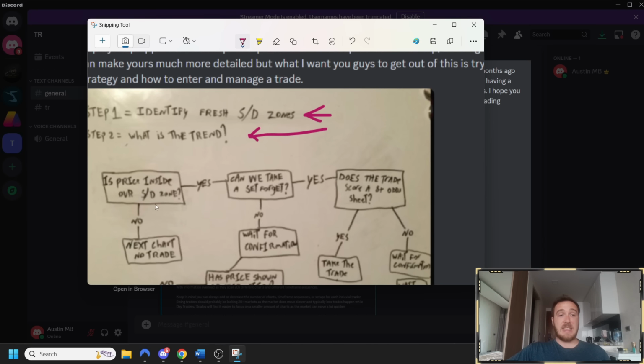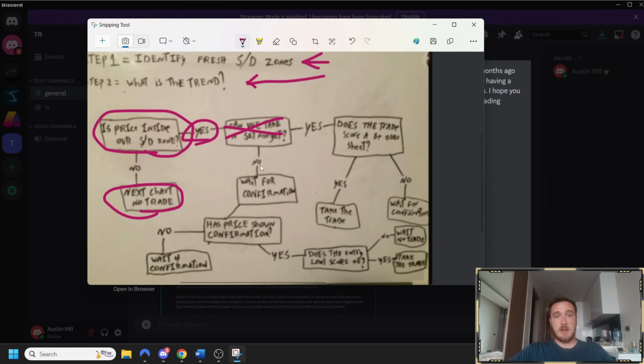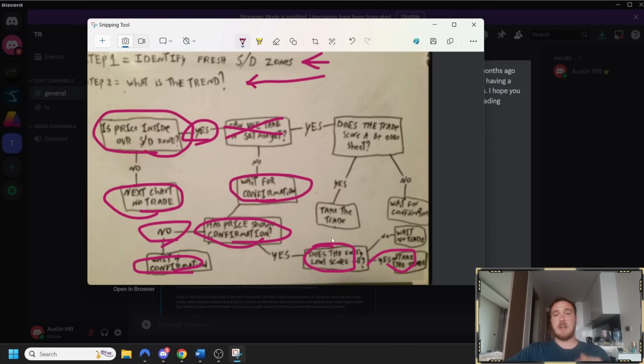After that, I can start following this mind map. Is price inside a higher time frame zone? No? Okay, no trade, next chart. Yes? Okay, can we set and forget? I no longer do set and forget. So let's skip it. So let's go wait for confirmation, all right? Has price shown confirmation? Broken momentum line, removed pivot point zones, whatever? No? Wait for confirmation. Yes, it has? Okay. How does it score? Is it a good setup? Yes, it is. Okay, take the trade. So you follow this mind map around to find a good setup.